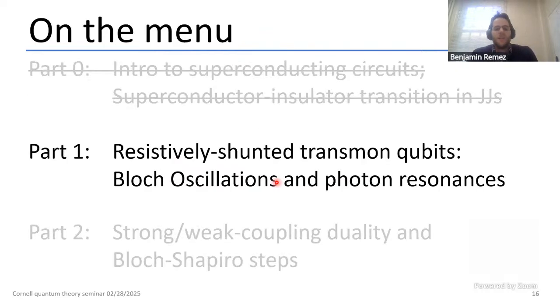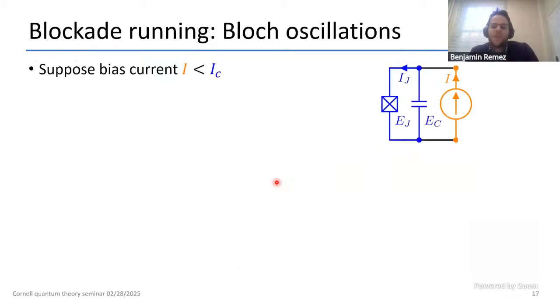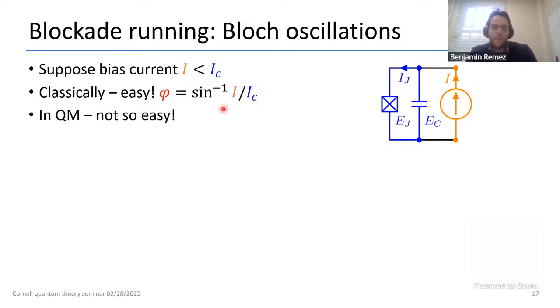So let's now dive into the meat part of the talk. What are these Bloch oscillations in superconducting qubits, and specifically transmons? So suppose I take my junction and I bias it with some current I. Now, classically, it's very easy to solve for the state of the system. We know Josephson's relation, right? The current is proportional to the sine of the phase. So the phase will take on this value, and the equations of motion are solved.